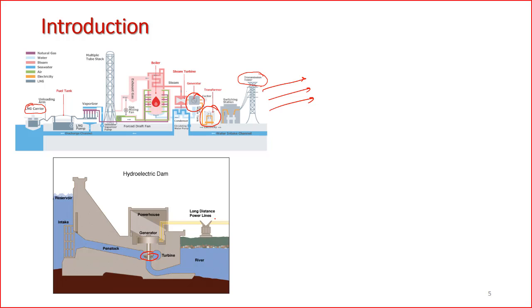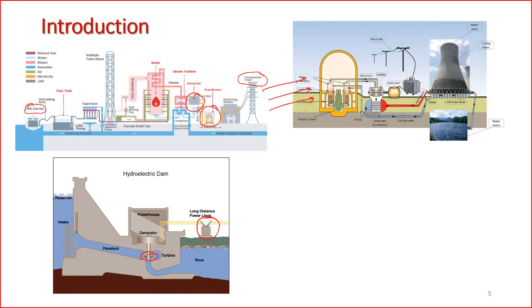And we'll study the transformer, right? And the generators, different types of generators, there are different types of DC generators, and also synchronous generators we'll see, right? So there are many forms of conversion of energy to electricity, right?